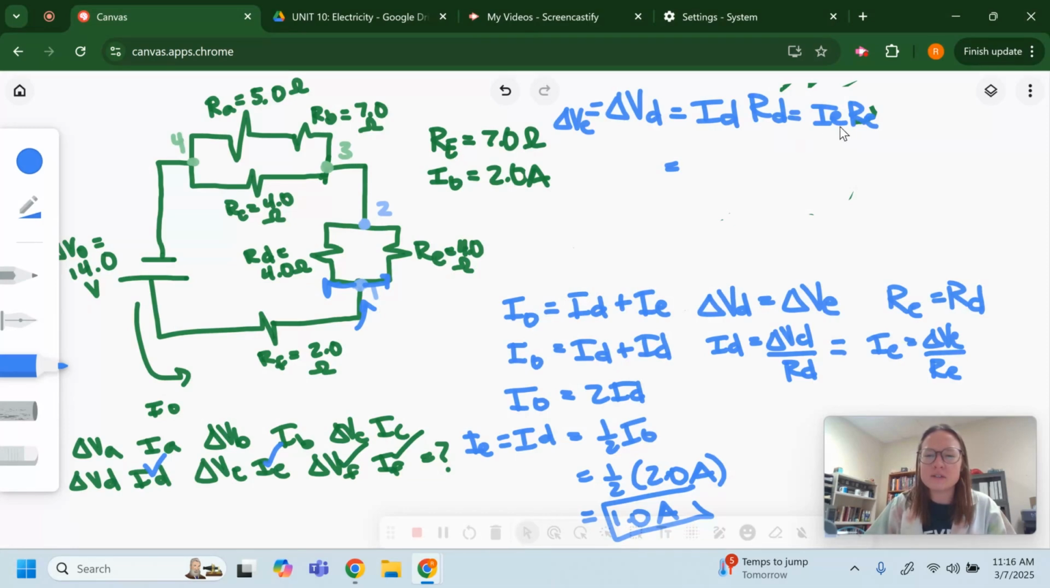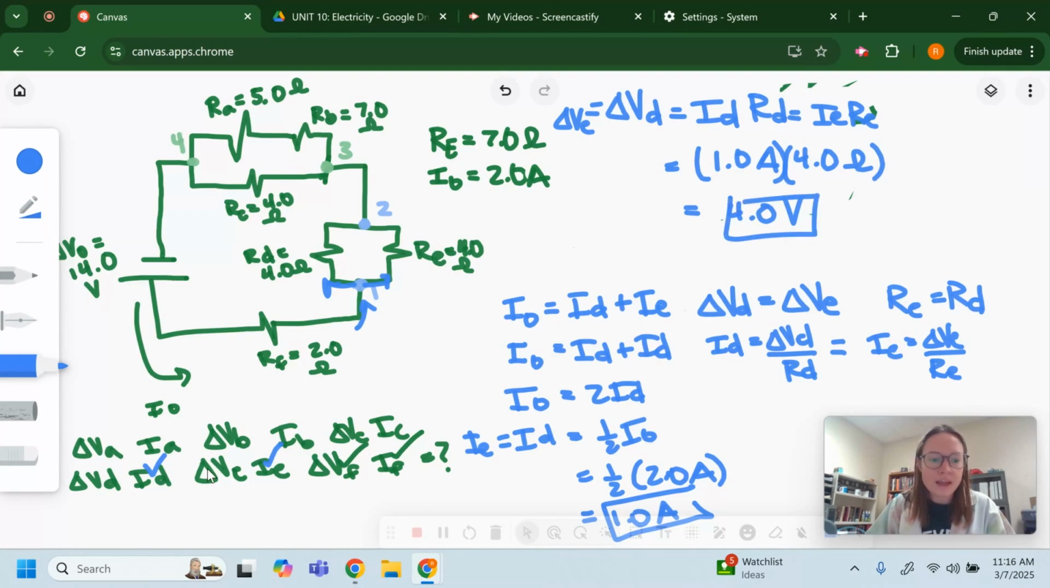Here's the good news: all of these numbers are the same. For ID, I can plug in 1.0 amps, which is the same thing as IE. For RD or RE, I can plug in 4.0 ohms. Then my final answer is going to be 4.0 volts. That gives me both delta VE and delta VD. I've accomplished a good amount of this circuit here.